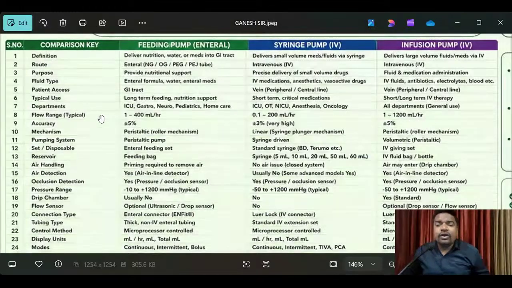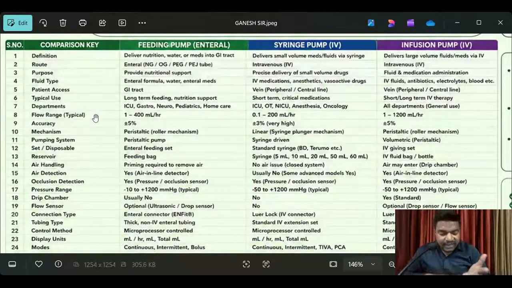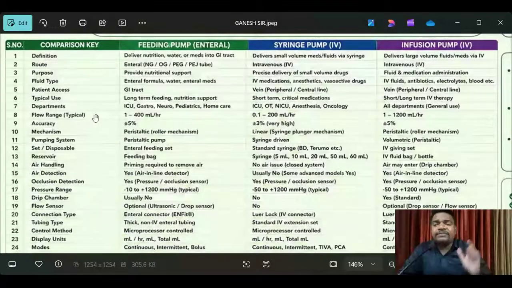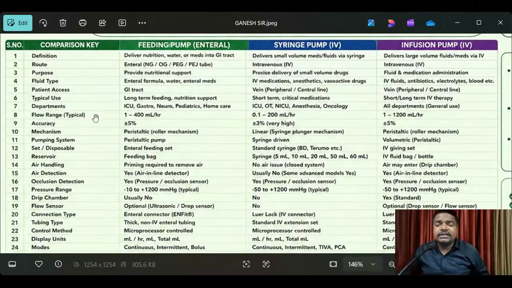It is going to vary because of manufacturers and make and model. These are the specifications, and they vary. But the basic thing is, if you take any syringe pump, any feeding pump, any infusion pump, these are the things I'm showing here. These are the common things. Okay, let me explain.